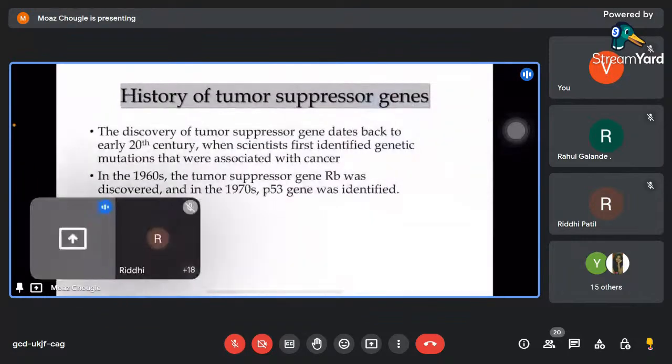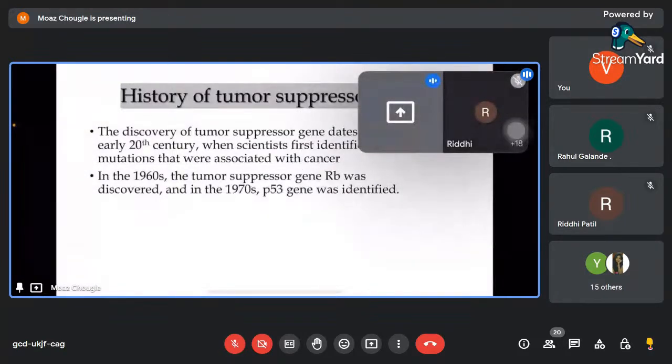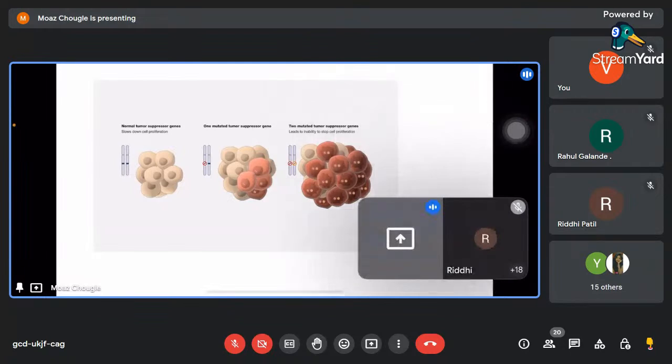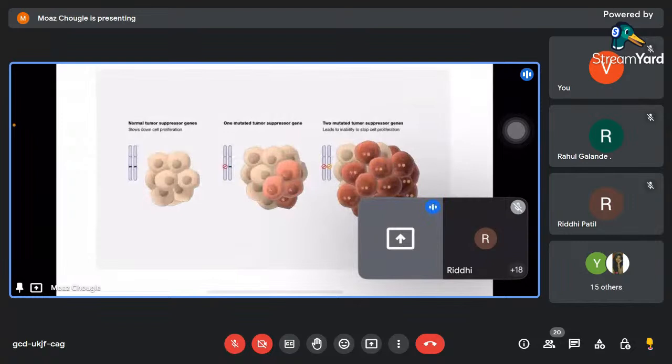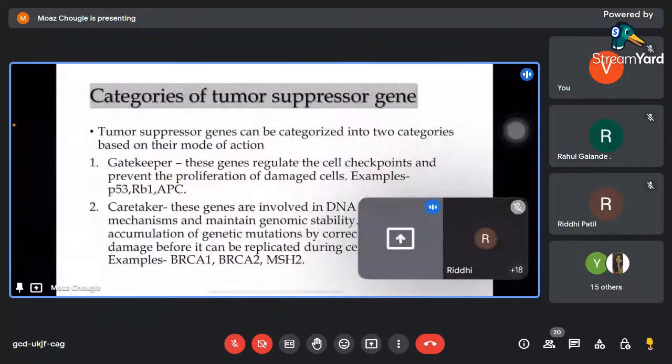The history of this goes back to the early 20th century, when scientists first identified the genetic mutations associated with cancers. In the 1960s, the tumor suppressor gene RB was discovered, and in the 1970s, the P53 gene, which will be covered in further slides, was discovered. Even tumor suppressor genes can be mutated, and these diagrams show it. The first is a normal tumor suppressor gene, then one mutated suppressor gene, and two mutated, which leads to the inability to stop cell proliferation.